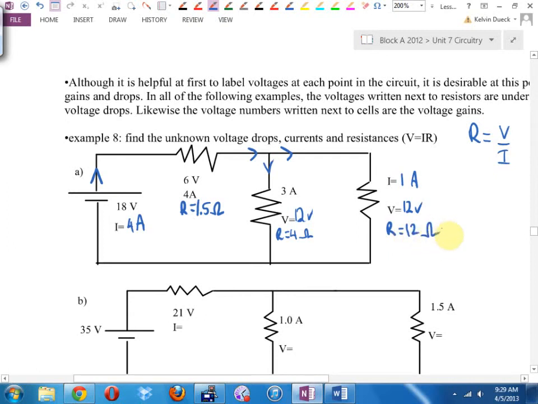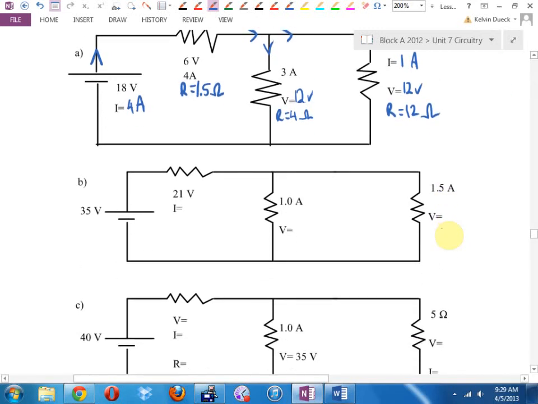Did we fill in everything? Yep, we got everything. Mr. Dewick, what's the resistance of the battery? Ideally 0. In real life, not, but we'll talk about that later on. Ideally, you want no resistance in your battery, though. B. Current's going that way. That's downhill.